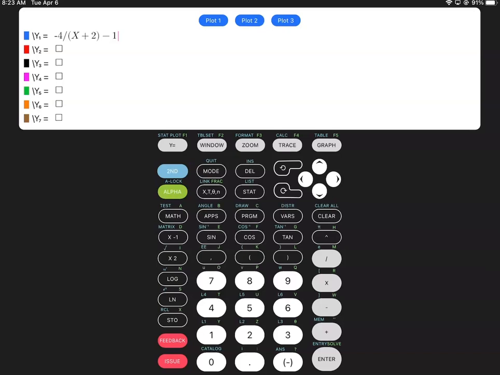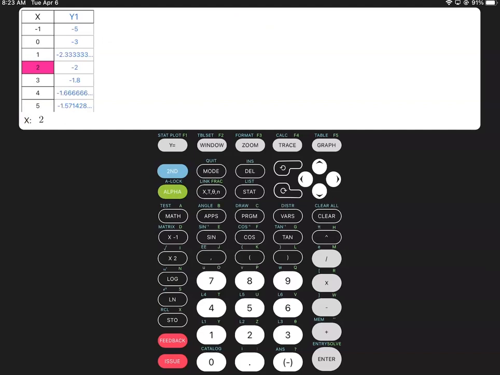Any questions about how to put this into your calculator? Okay, once you have that, hit second table. And again, we have this table of values here. You can see our one asymptote shows up there.